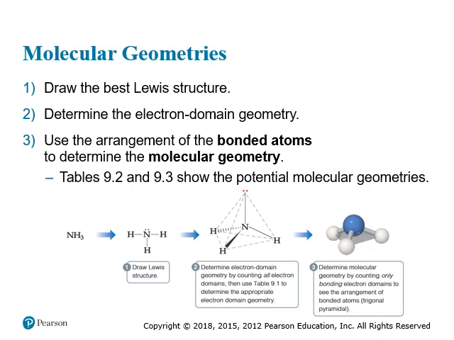So the steps that would be required to determine the molecular geometry involve drawing the best Lewis structure for the molecule or the ion in question. We determine the electron group geometry. And then we use the arrangement of the bonded atoms in order to determine what the molecular geometry truly is.